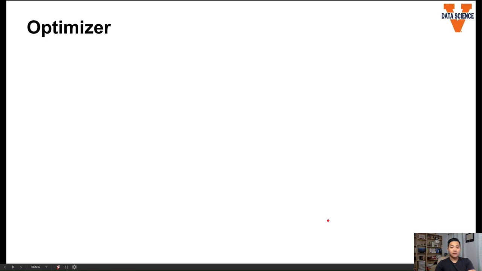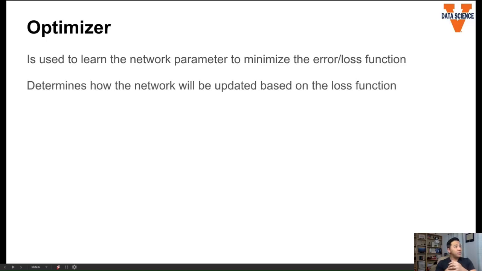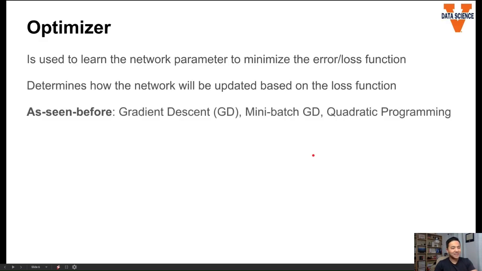Now, the next thing we need, and the final thing we need, is an optimizer. An optimizer is used to learn the network parameters by minimizing the loss or error function. There are many ways you can do this, and we're going to talk about a few of them. But remember, when you train the network, what you're doing is trying to determine the values of the network parameters so that the error is minimum. We've seen before gradient descent in classic machine learning, mini batch gradient descent, quadratic programming in the case of SVM.